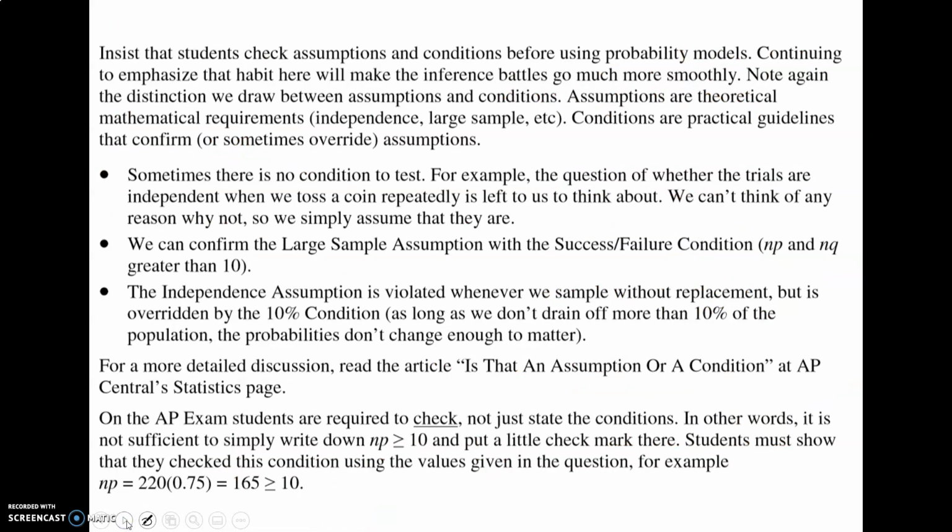All right. It is very important, like I mentioned, to check condition. So I just copy pasted what I saw that I thought was very important. All right.